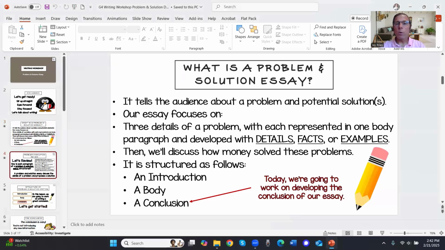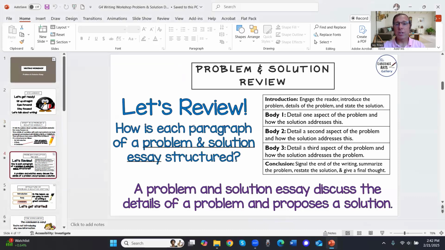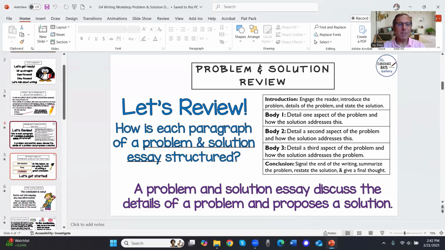Let's take one more quick look at how this essay is structured. We said our introduction here engages the reader. It introduces the problem, which is life before money, when people had to trade to get the things they need. This was difficult. It gives details of that, and that's going to be covered in each body paragraph. And then it talks about the solution. Each of those details is outlined in its own body paragraph. And then we get to the conclusion, which we're going to talk about today.